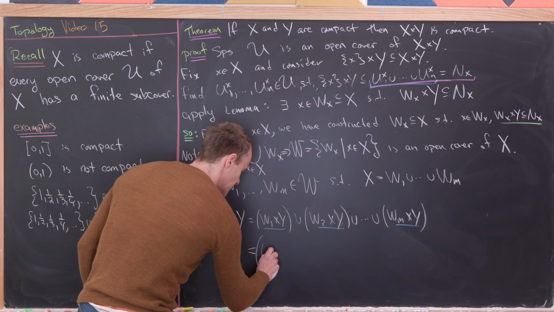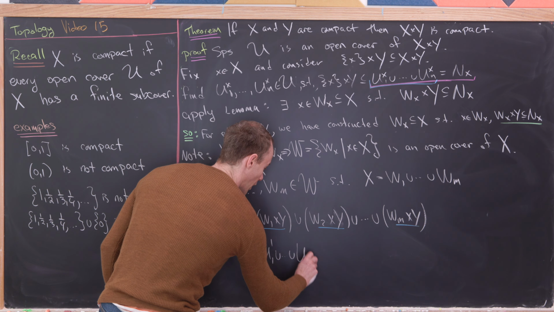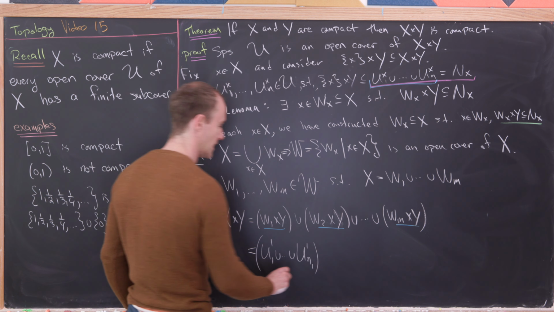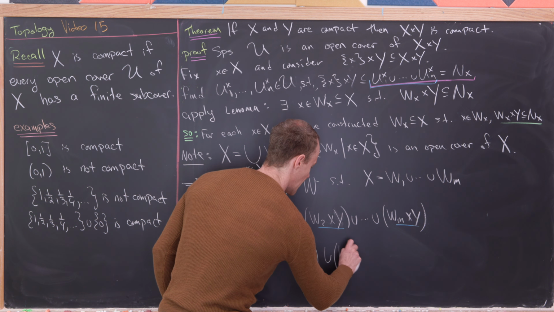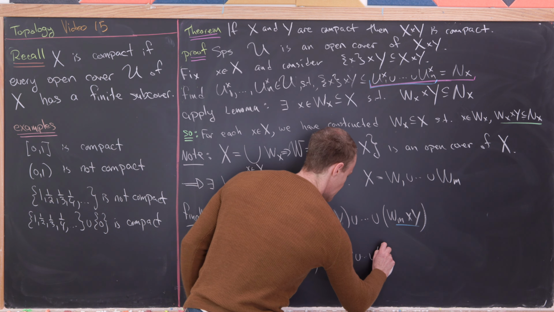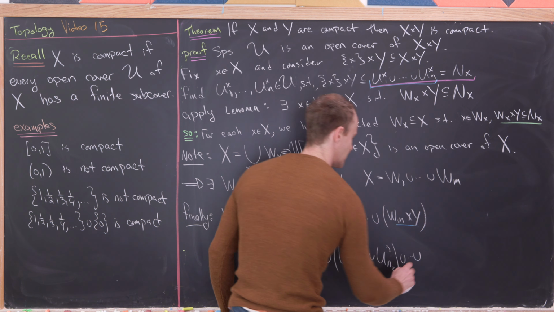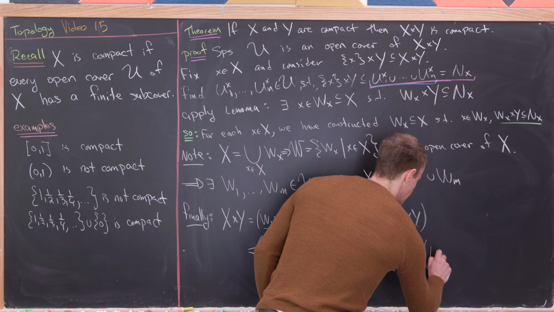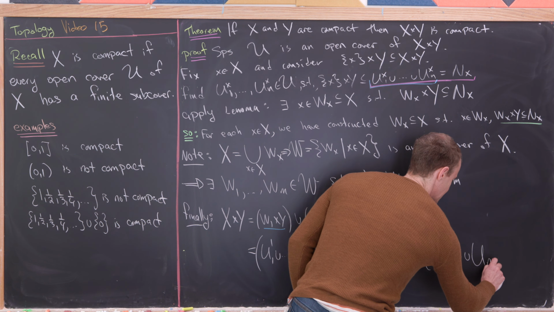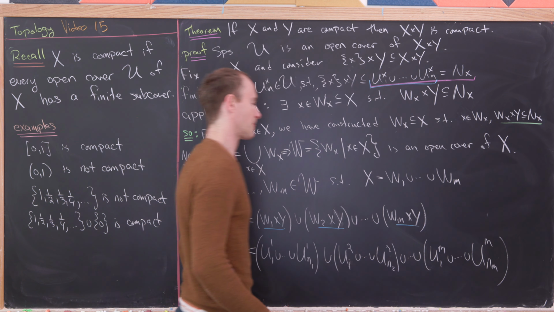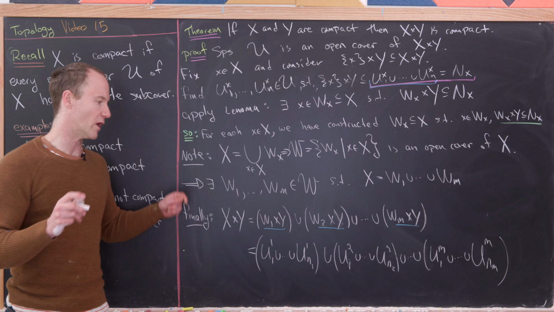So this is going to be U1 upper 1 unioned up to UN1 upper 1. And then that's going to be unioned with U1 upper 2 unioned up to UN sub 2 upper 2. And then all of that is going to be unioned up to U1 upper m unioned all the way up to UN sub m upper m, where I needed to change this ending index depending on what W we were part of.